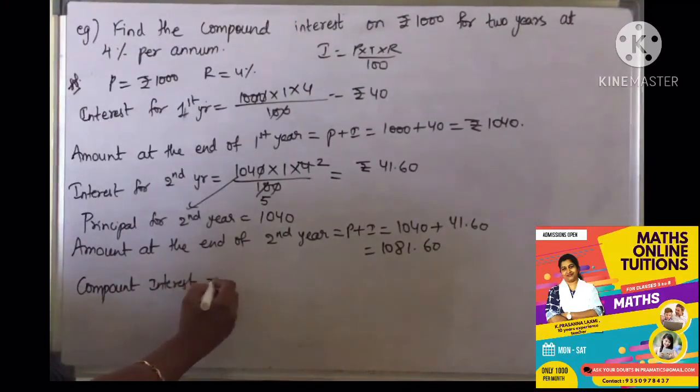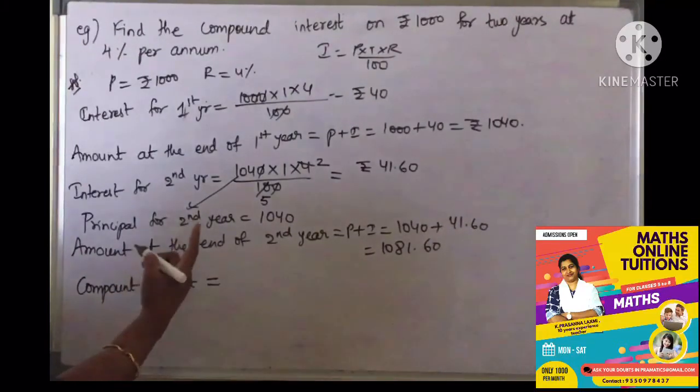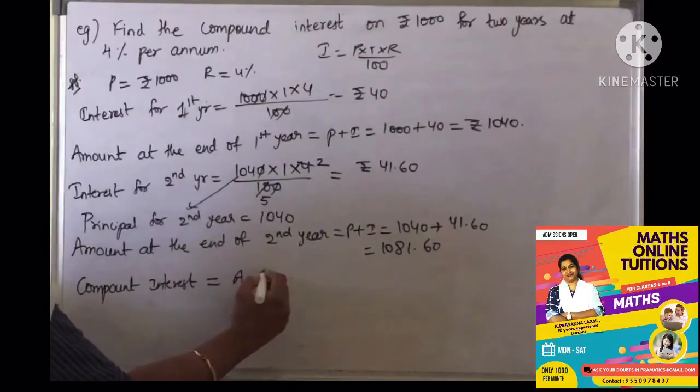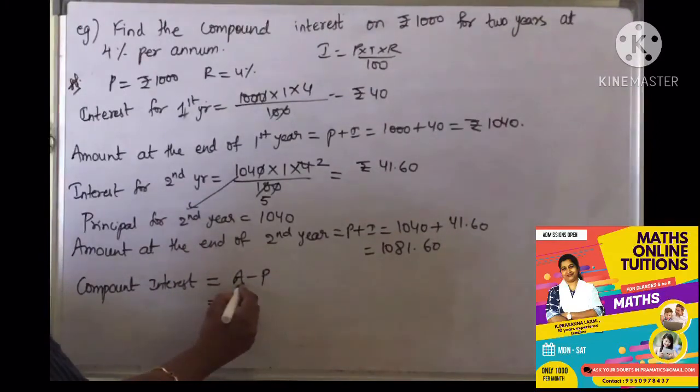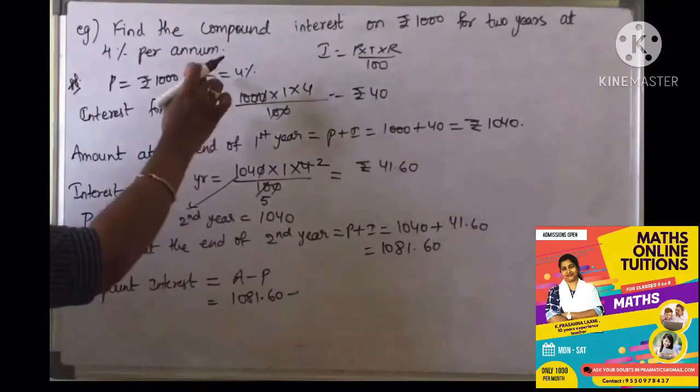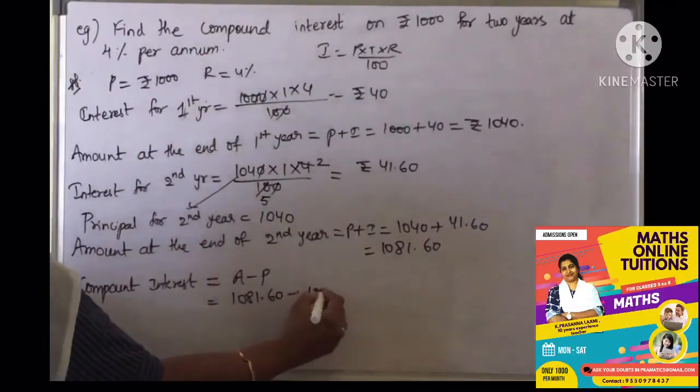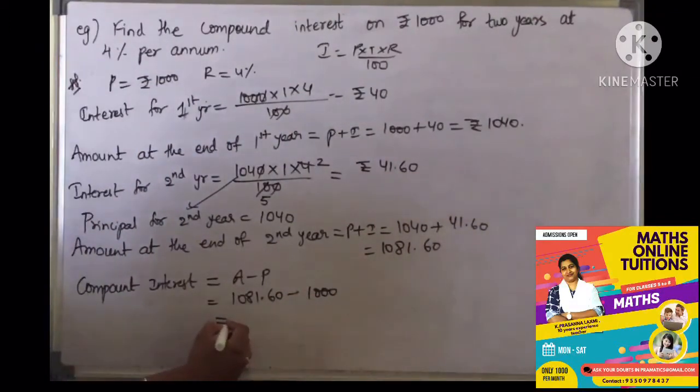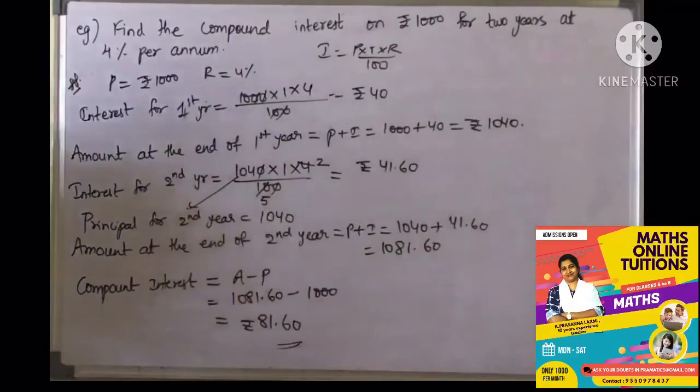Compound interest is nothing but amount minus principal, A minus P. So what is the amount you got finally here? 1081.60. And what is the principal you are going to take here? The first principal. So when you do subtraction, you will get 81.60. So this is the compound interest at the end of second year, 2 years.